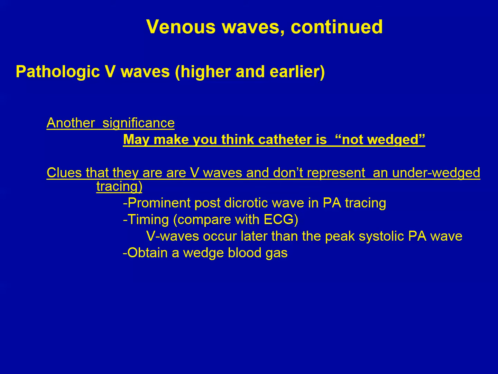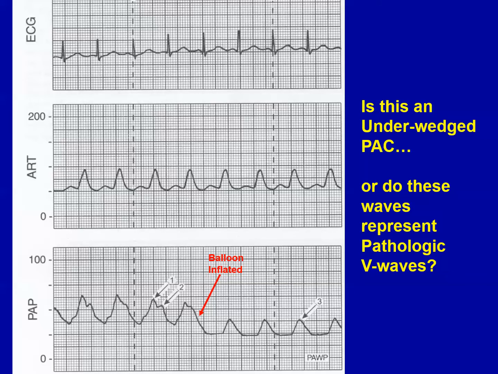Another importance of pathologic V waves is it could make you think that the catheter is not wedged. In other words, as you inflate the balloon, you may still see waves, and you could think that that is because the catheter isn't adequately wedged, which could induce you to advance the catheter further or inflate the balloon more excessively, when in fact these might be V waves due to regurgitation, and you could cause rupture of the pulmonary artery.